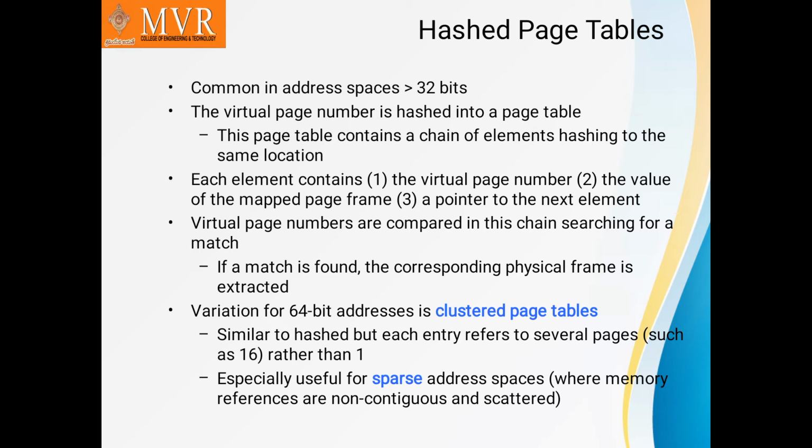In this, the virtual page number is compared along the chain, searching for a match, and if a match is found, the corresponding physical frame is extracted. A variation for 64-bit addresses is clustered page tables, which are similar to hashed page tables, but each entry refers to several pages, such as 16, rather than 1, and are especially useful for sparse address spaces where memory references are scattered. So the hash table will be used.